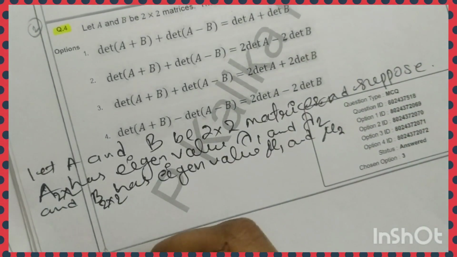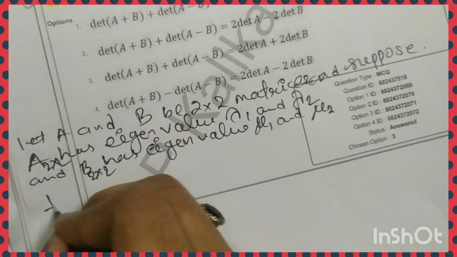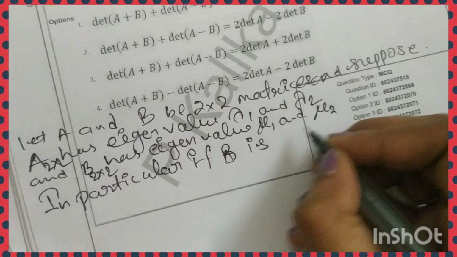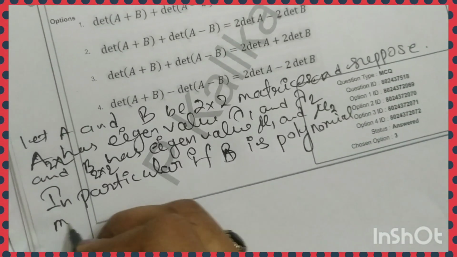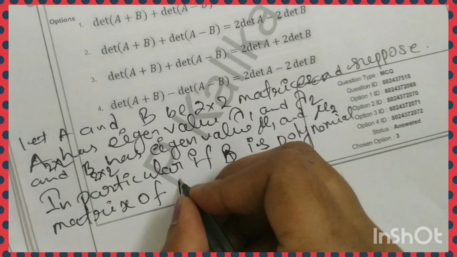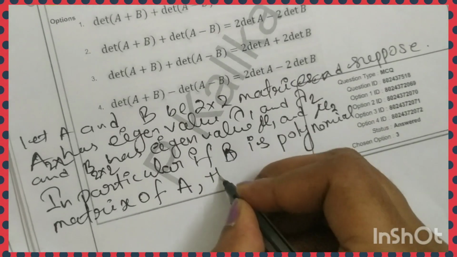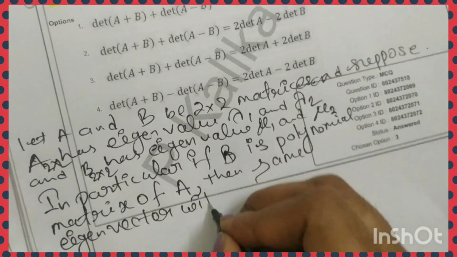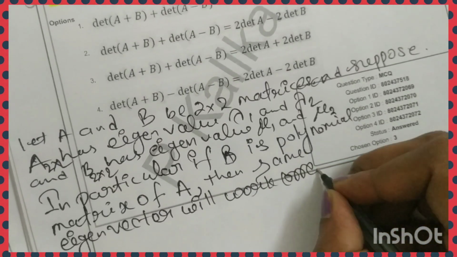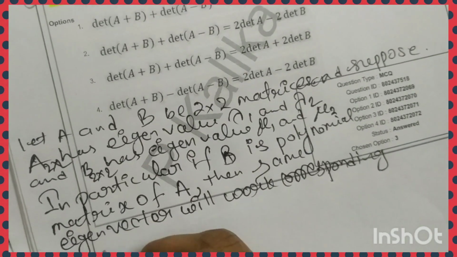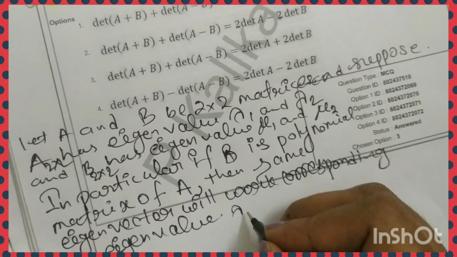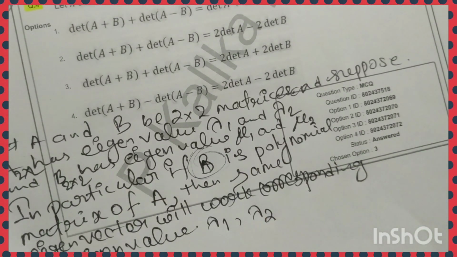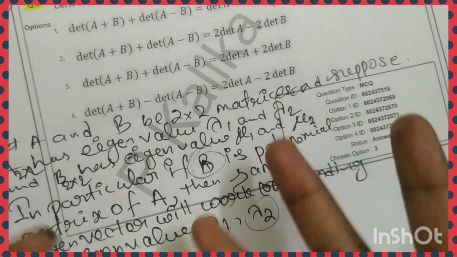Okay, suppose we take a particular case. In particular, if B is a polynomial of matrix A, then the same eigenvector will work, corresponding to eigenvalues lambda 1, lambda 2, and also for B. Here the same eigenvector will work because the μ1 and μ2 will be some power or product of lambda 1 and lambda 2.